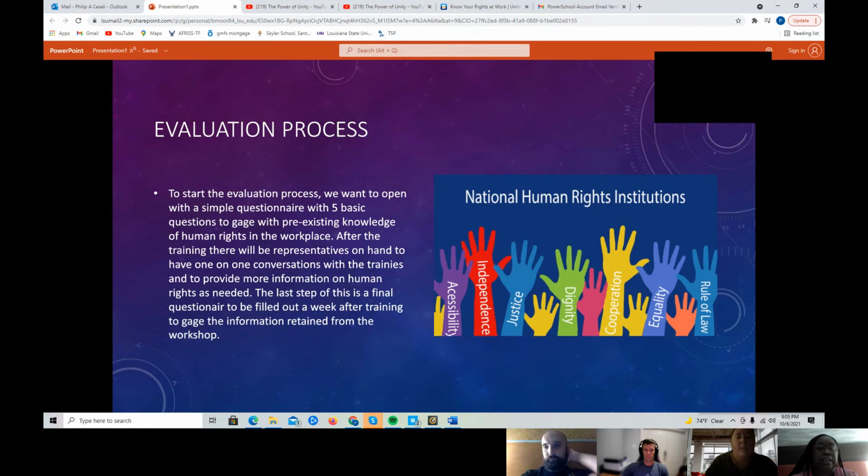The evaluation process: we want to open with a simple questionnaire with 5 basic questions to gauge the pre-existing knowledge of human rights in the workplace. After the training, there will be representatives on hand to have one-on-one conversations with trainees and to provide more information on human rights as needed. The last step is a final questionnaire to be filled out a week after training to gauge the information retained from the workshop.